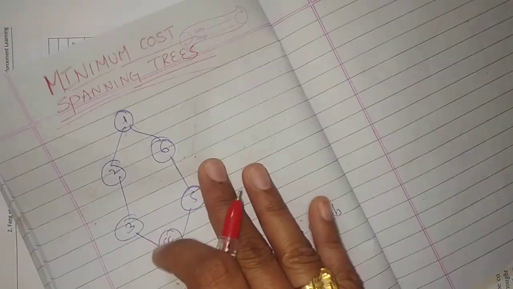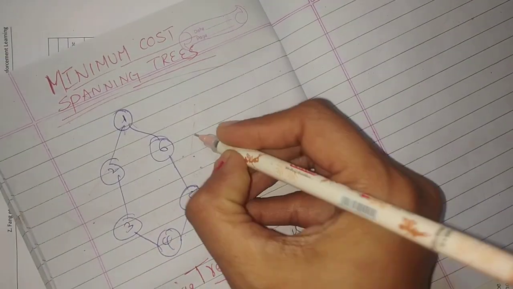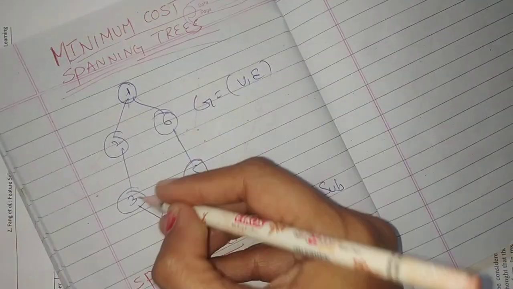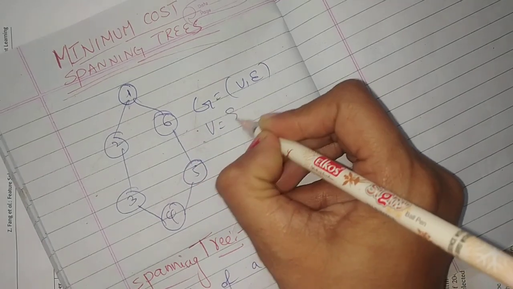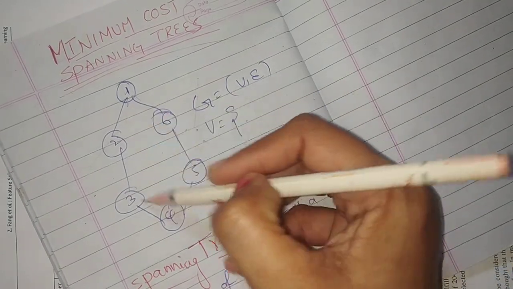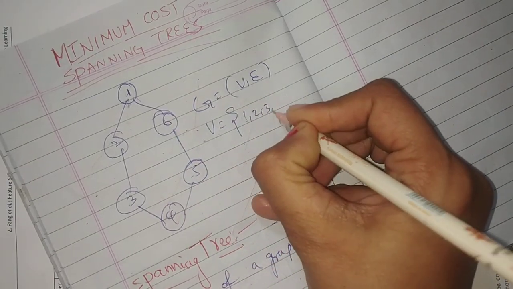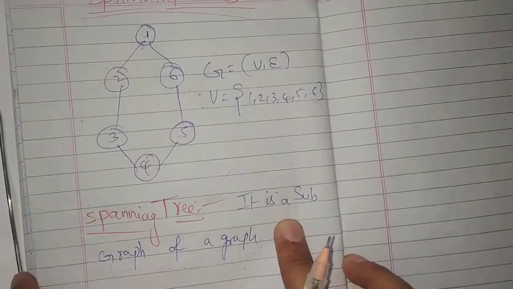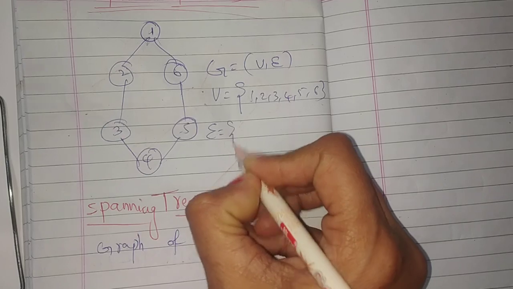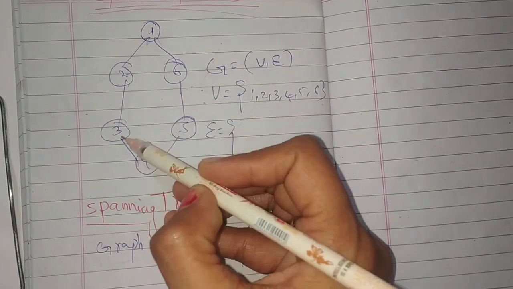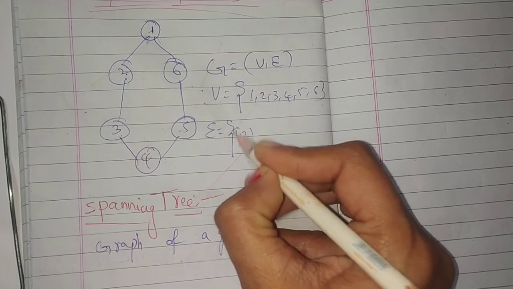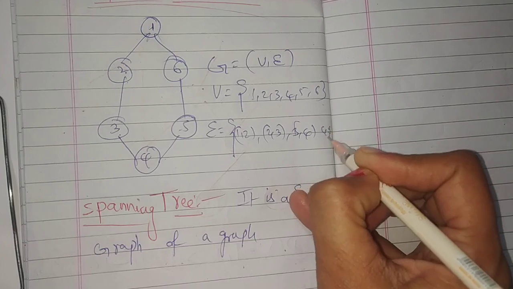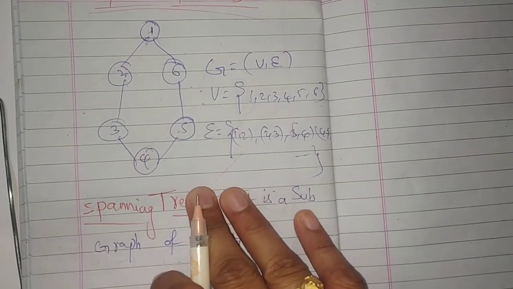For this example, G is a graph, which means a set of vertices and edges. What are the vertices? The set of 1, 2, 3, 4, 5, 6. These are the vertices. And next, what are the edges? 1 to 2 is one edge and 2 to 3 is another edge, and like that: 1 to 2, 2 to 3, 3 to 4, 4 to 5, and so on. These are the edges.